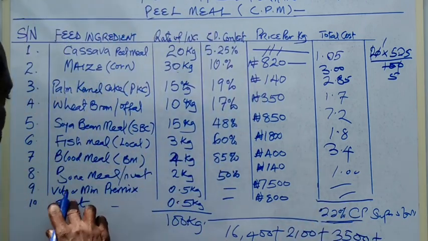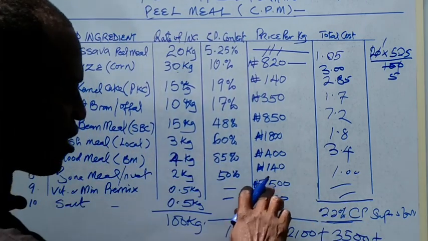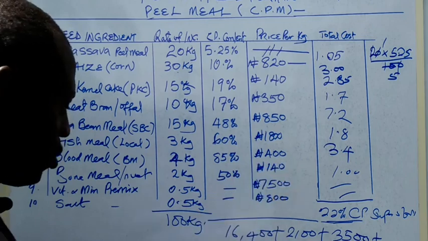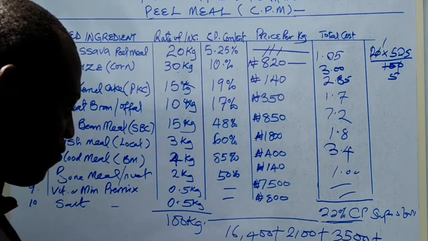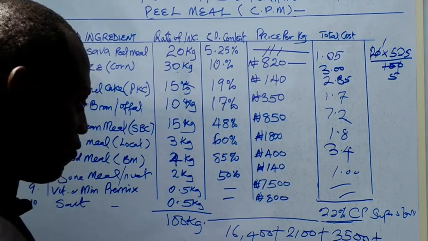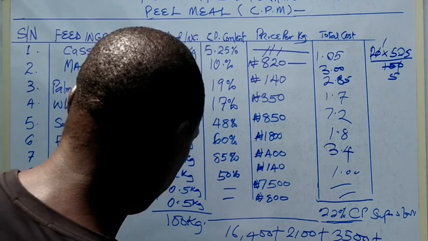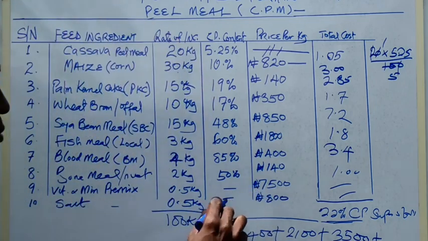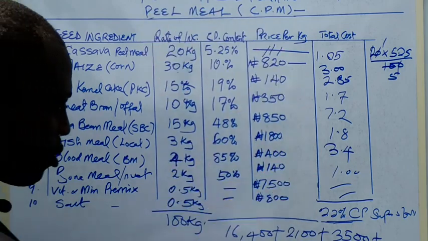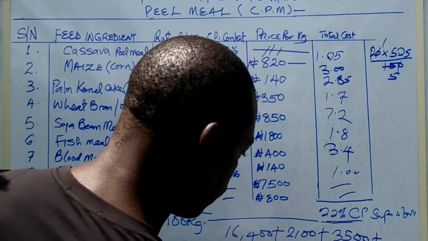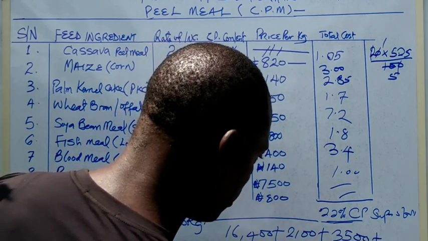Then we have vitamin and mineral premix. A kg is 7,500. Divided by 2, that will give us 3,750. Plus salt is 800 per kilo. That is divided by 2. That will give us 400. This is for 100 kg.